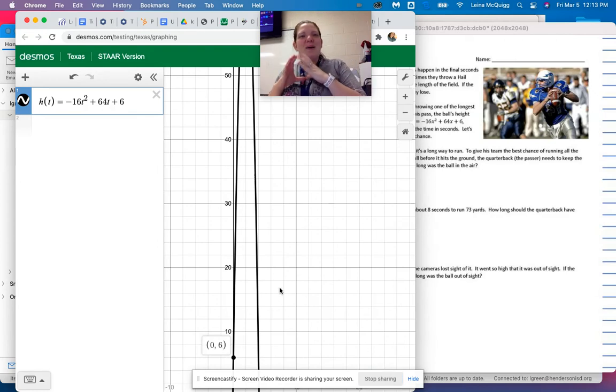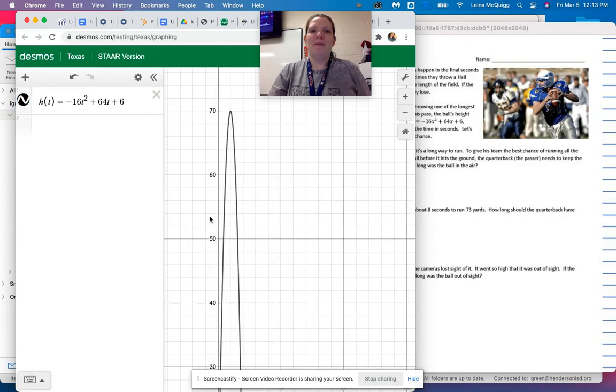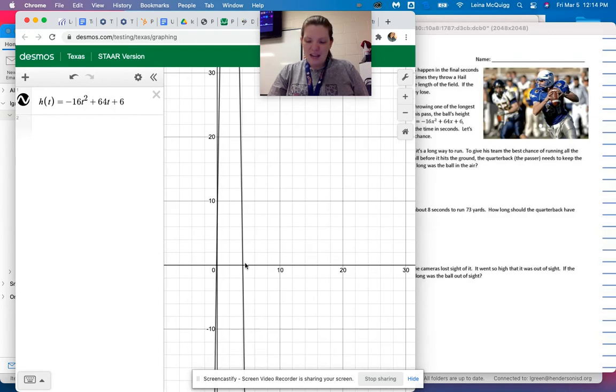Okay, so anyway, he's throwing the ball. It starts at 6 foot, and then it goes up and up and up, and then it starts coming back down. And the question says, how long was the ball in the air?